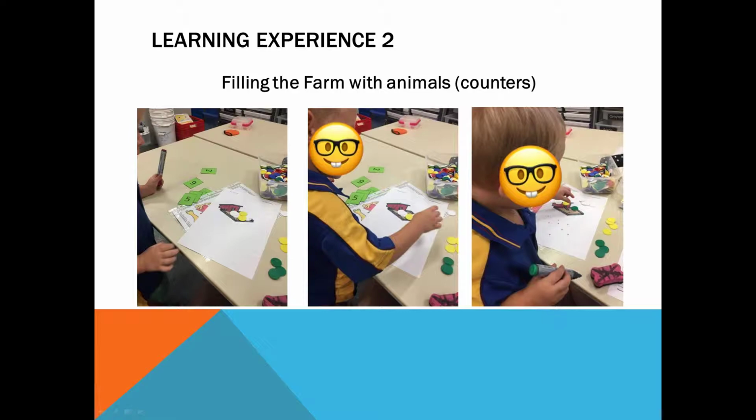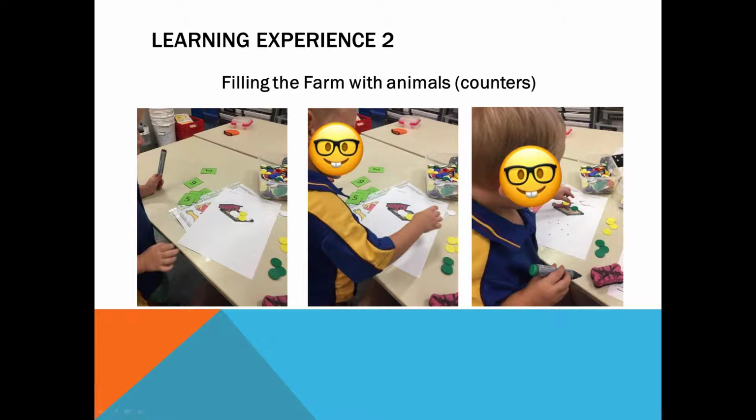So the next activity was 5 sheep, 1 chicken, 2 cows. And this time I asked him if he could work out how many animals are altogether in the barn. He ran over and grabbed 2 whiteboard markers, which confused me at first. He handed me one, and then he handed himself one.